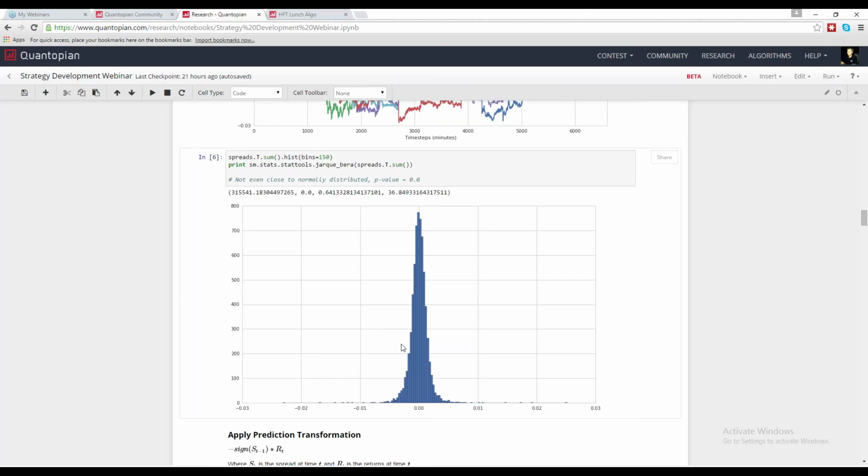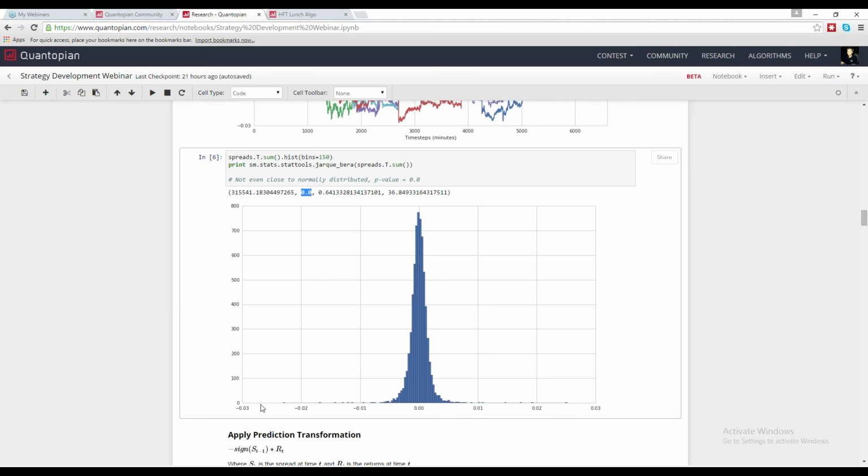And I did this one for Delaney, who's doing a course on quantitative finance at the moment. And so we wanted to do a normality test. This is using a Jarque-Bera statsmodels test for normality. And this p-value being 0.0 means it's not even close to normally distributed. But we already knew financial data is very rarely normally distributed.